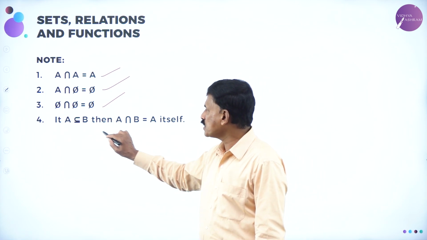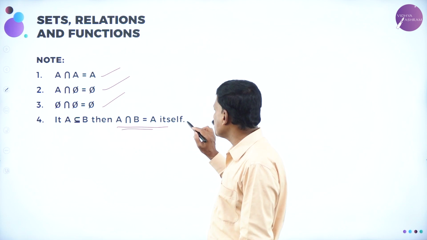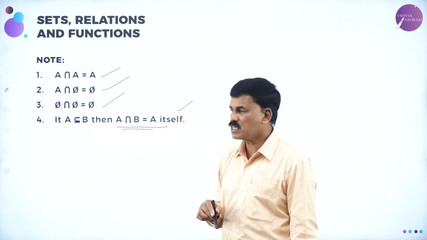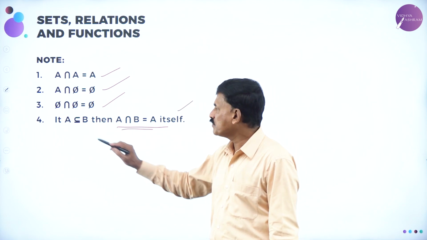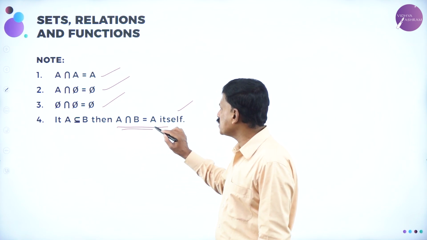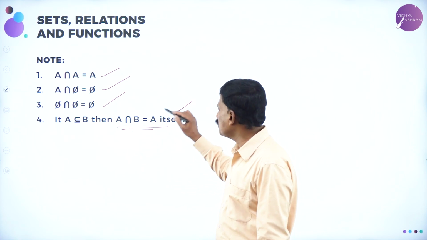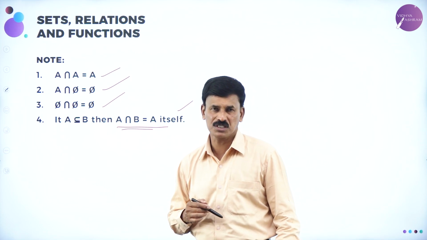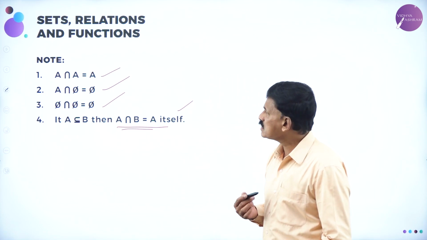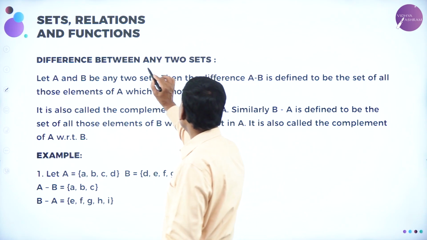If A is a subset of B, then A intersection B is equal to A itself. If A is a proper subset of B, then the intersection of A and B, A intersection B, is equal to the same set A itself. Okay. Now let us come to the next concept, the difference between any two sets.